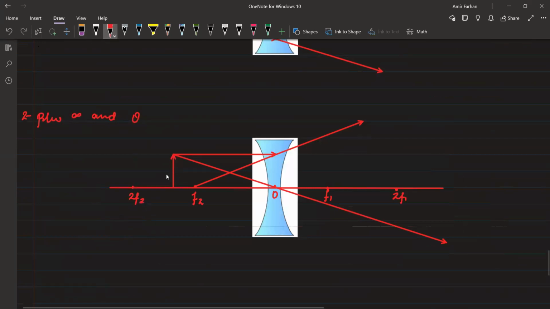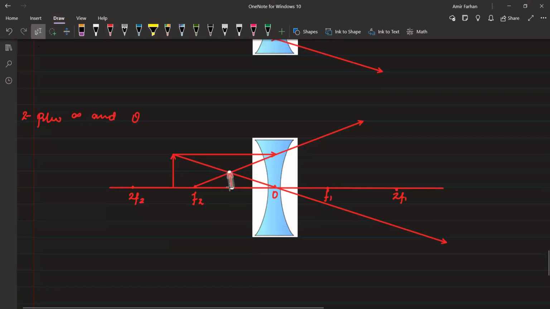As you can see, the first ray is parallel to the principal axis. It will diverge. When I extend this line in the backward direction, it meets at F2, right? And the second ray passes through the optical center without any refraction. You can see this is the intersection point of these two refracted rays.